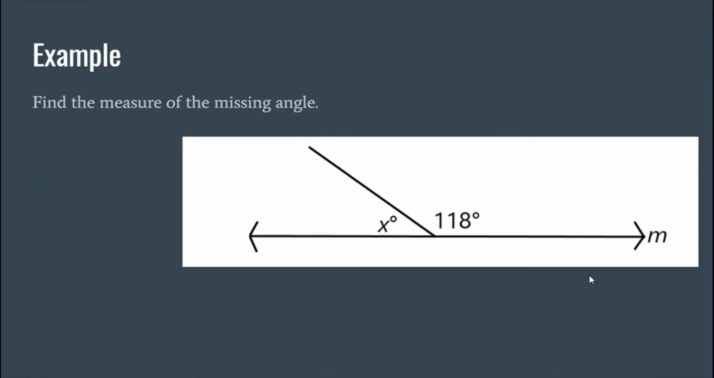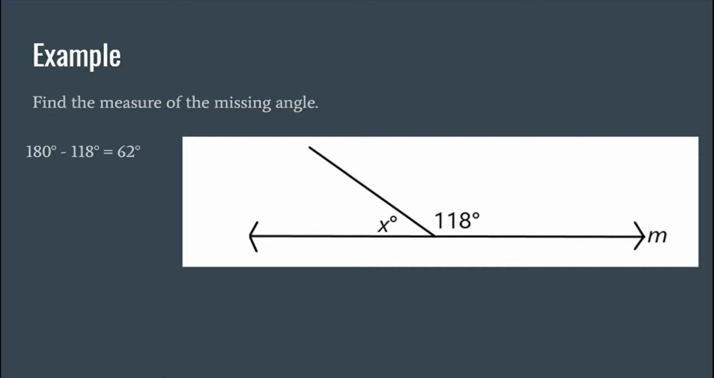Okay, so let's take a look at an example. Find the measure of the missing angle. So kind of like that first example we had for complementary angles, these two angles form a straight line, which makes these supplementary angles, and supplementary angles add up to 180 degrees. So to find this angle, we just subtract 118 from 180. And that's our missing angle.